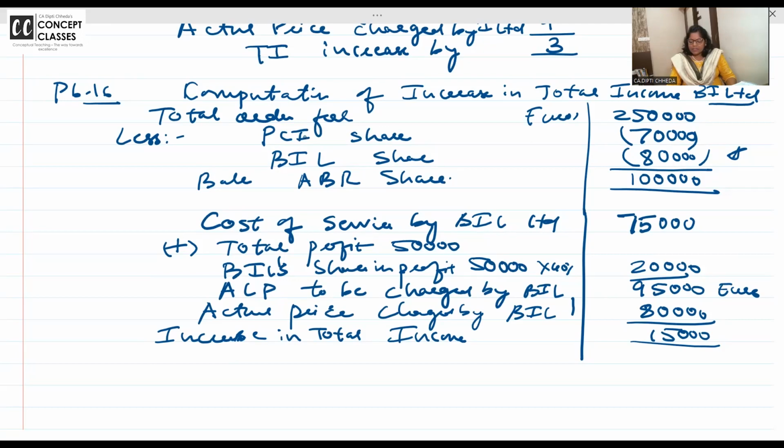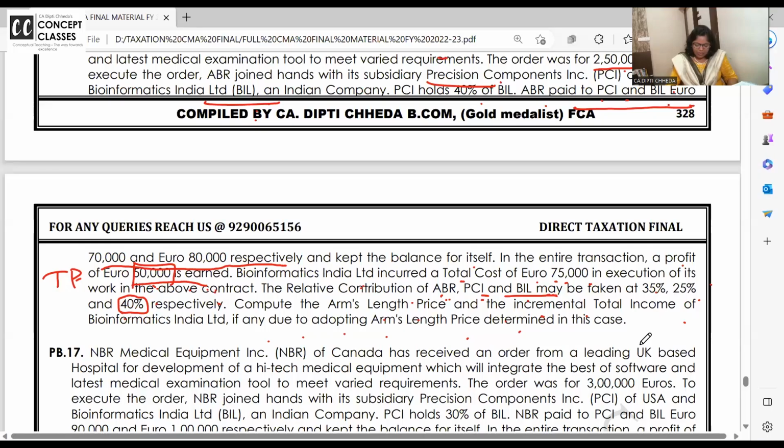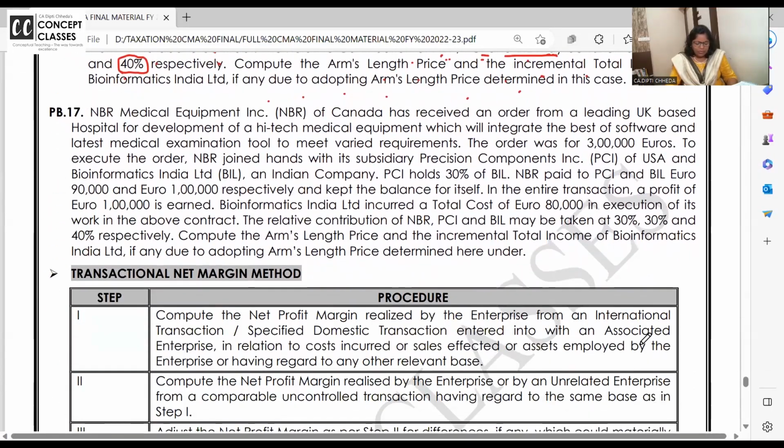Total order is, ये तो मैंने ऐसे ही किया extra, नहीं करो तो you can start from here. My cost is 75,000. My profit share is 20. I should have charged 95. I have charged 80. I have undercharged. So increase the total income. Exactly same one more problem, but now I don't want to do homework. You're already studying NR at home. So you कर लो 17th problem.